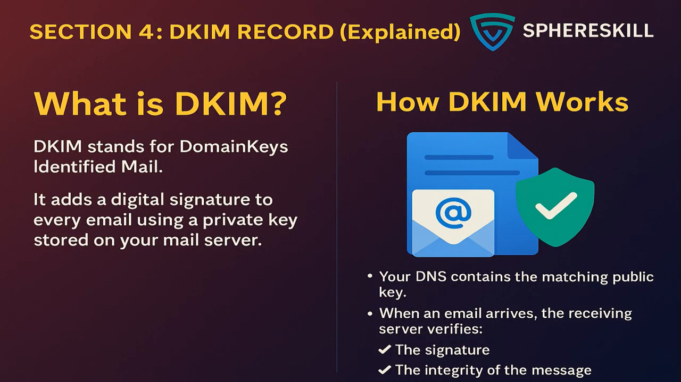Next, DKIM records. DKIM stands for DomainKeys Identified Mail. It adds a digital signature to each and every email sent through your domain. To configure this, we add a digital key to your email server, and that key carries a prefix. Along with the prefix, it has to be added in your DNS record.